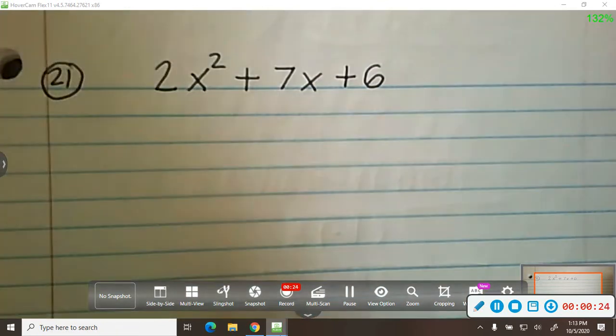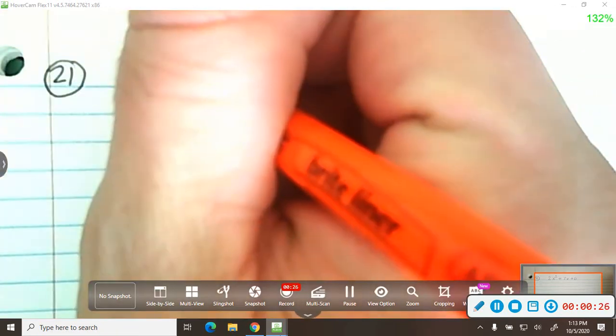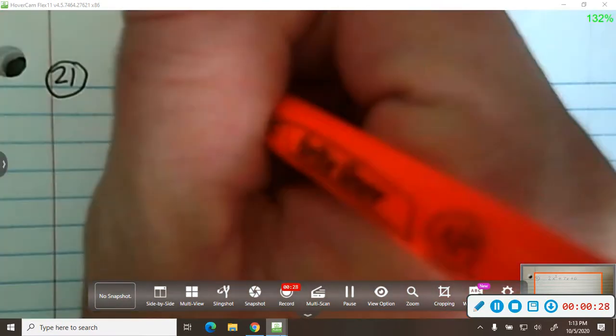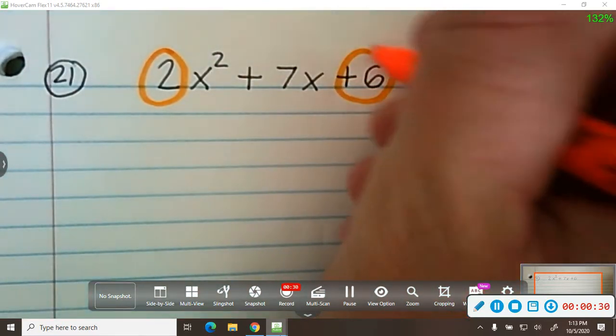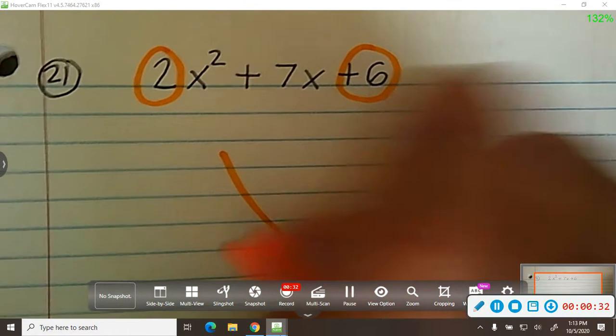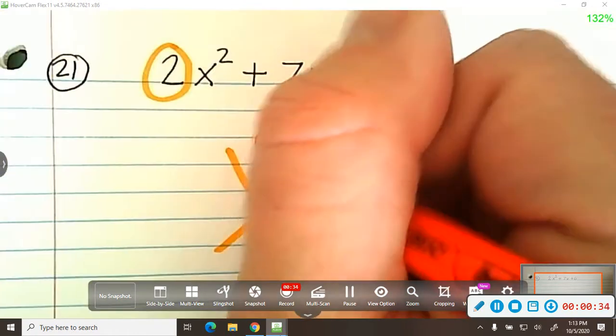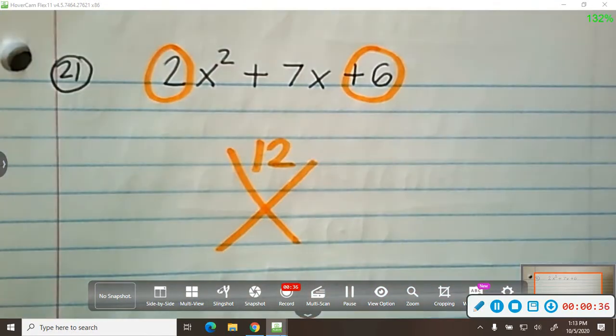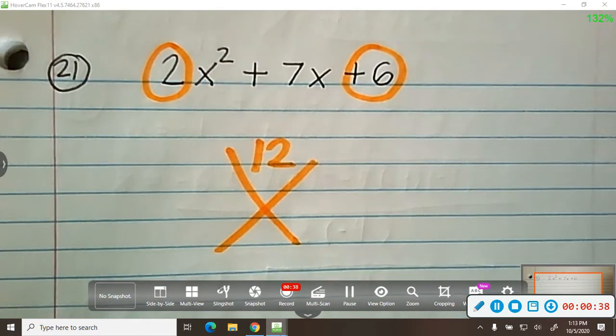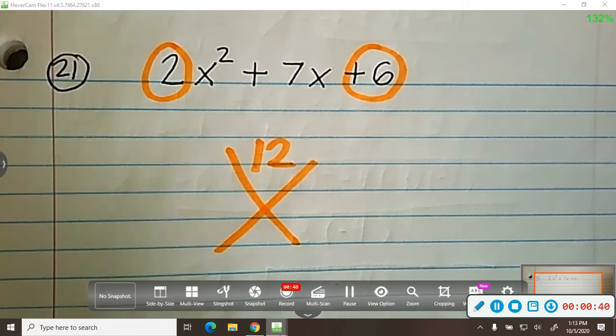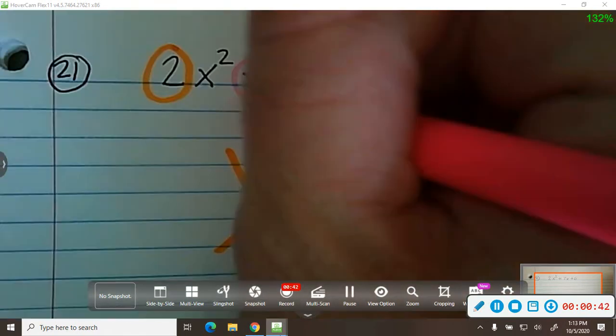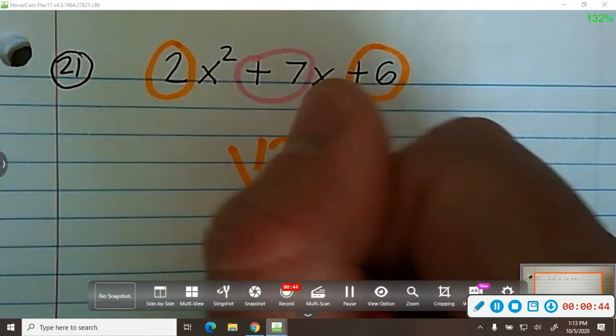The second step, I take 2 times 6. I put that on top. And then I take my middle number, which is positive 7, and I put that on the bottom.